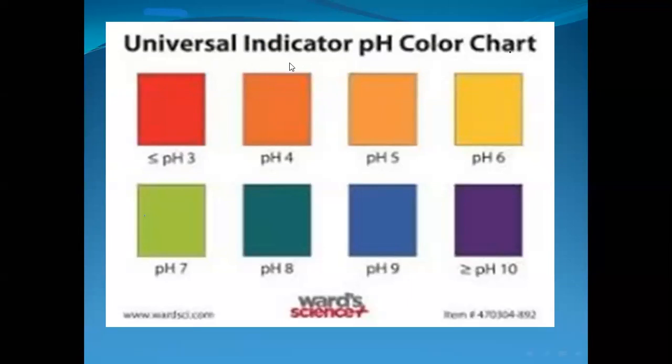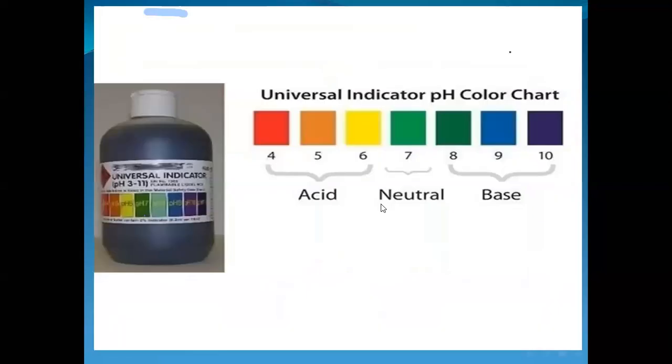So in universal indicator, the pH changes according to the color. You can see here in this bottle, you have universal indicator, and the universal indicator pH color chart, as you see here. These colors are acids. In the middle, as you see here, the green color means neutral solution. Dark green here, and the last, this is base or basic solution.